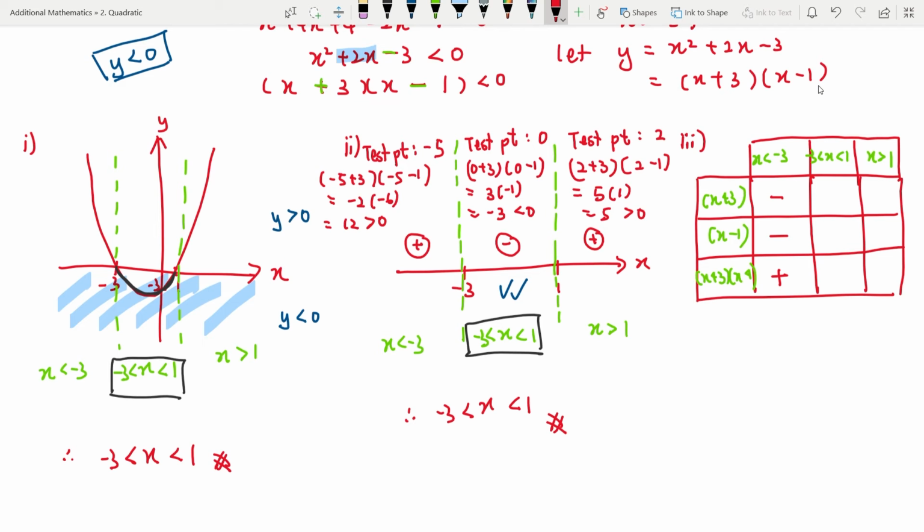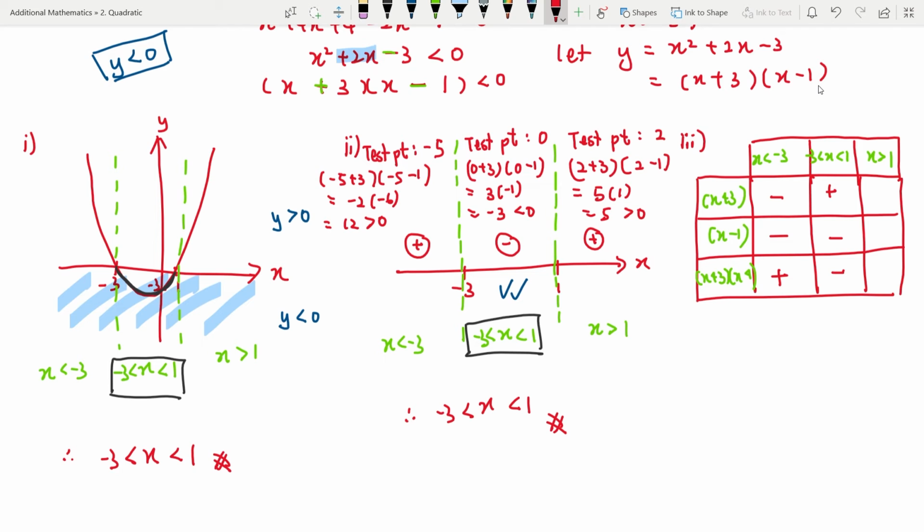For x is between -3 and 1, we choose 0. Substitute 0 into the factor. 0 plus 3 is 3, positive. 0 minus 1 is -1, negative. A positive multiplied with a negative, we get negative.